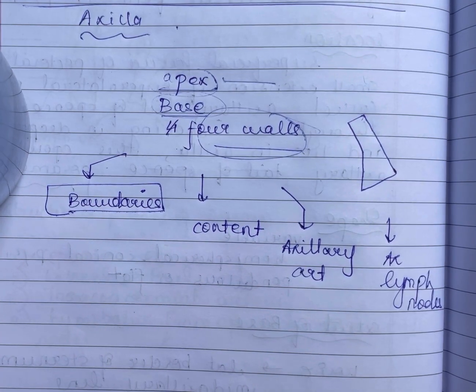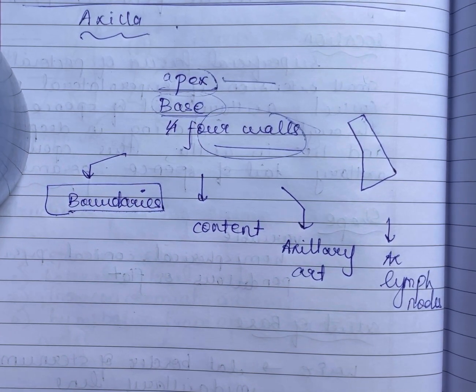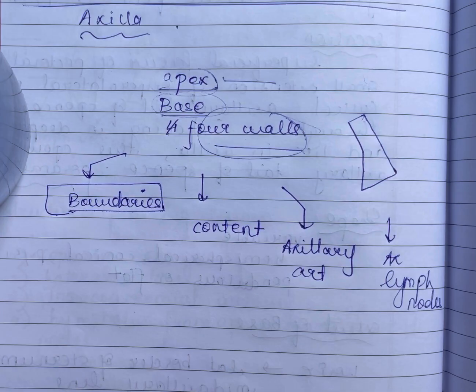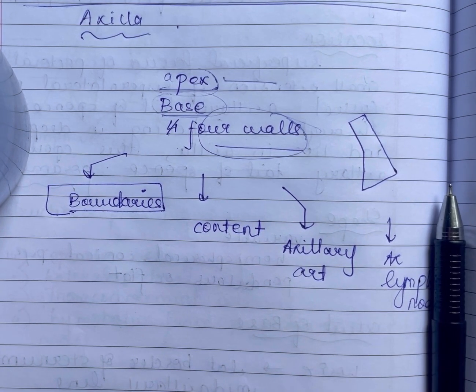It is truncated, pointed and corresponds to a triangular interval bounded anteriorly by the posterior surface of the clavicle, posteriorly by the superior border of the scapula, and medially by the outer border of the first rib. This oblique passage is called the cervico-axillary canal. The axillary artery, axillary vein and brachial plexus enter the axilla through this canal.